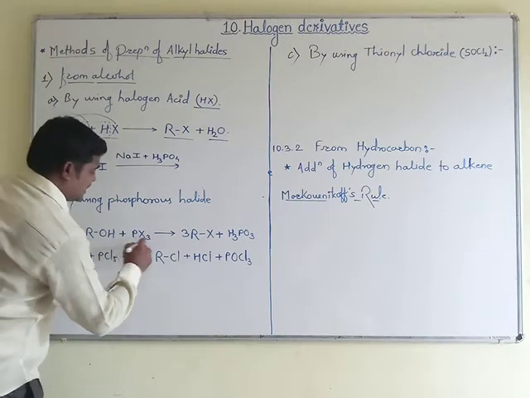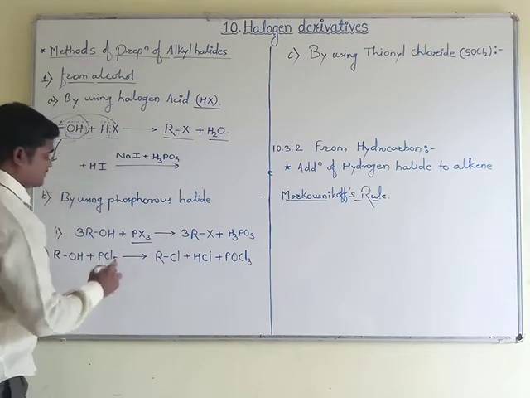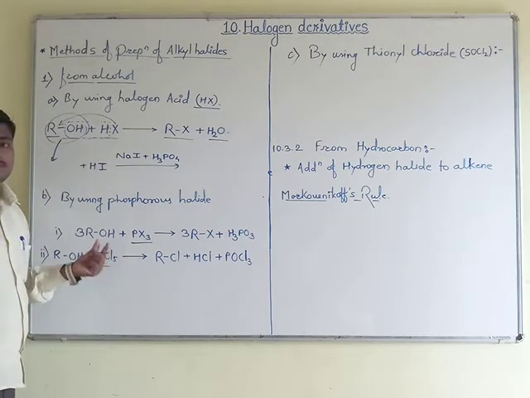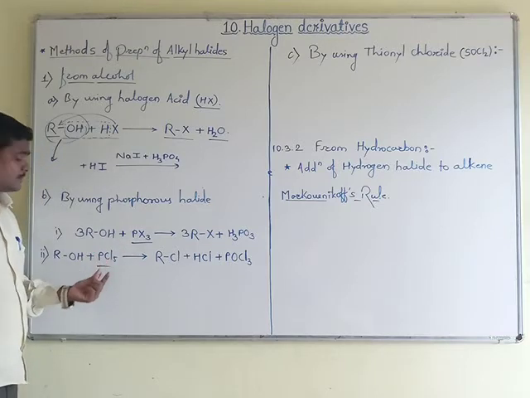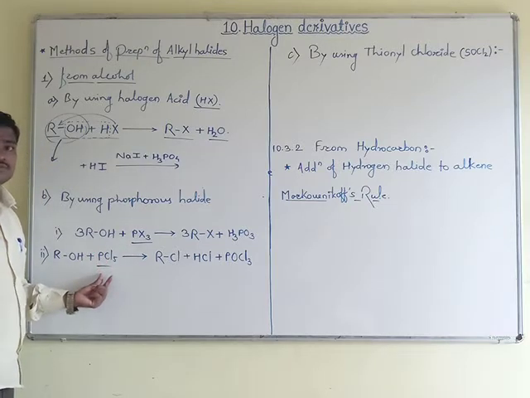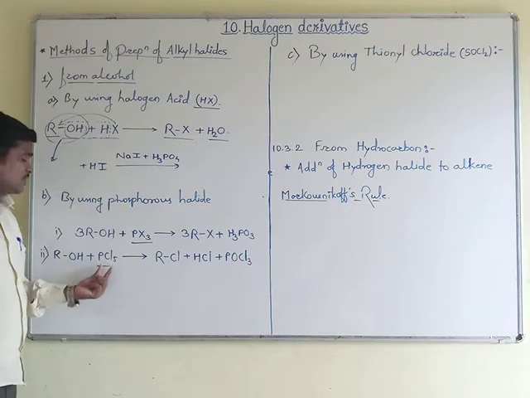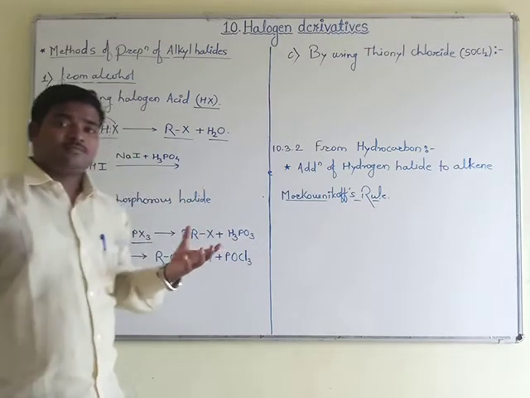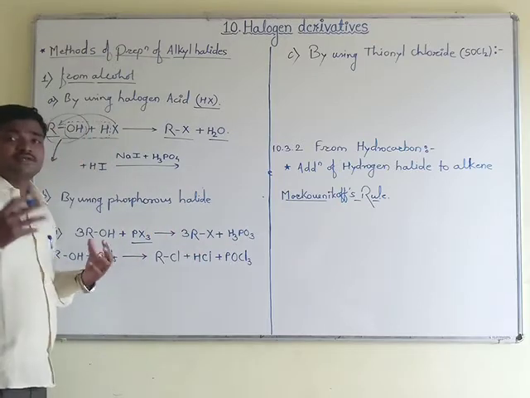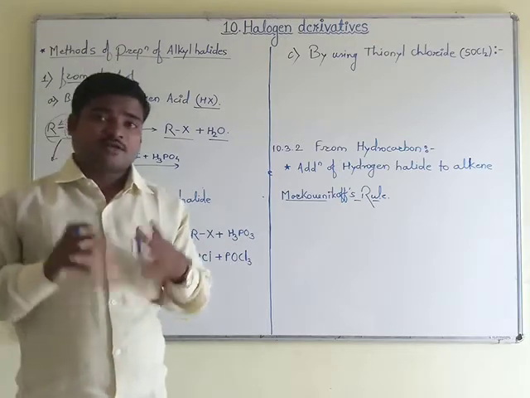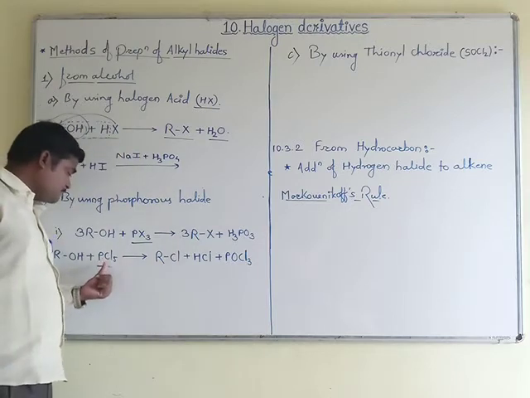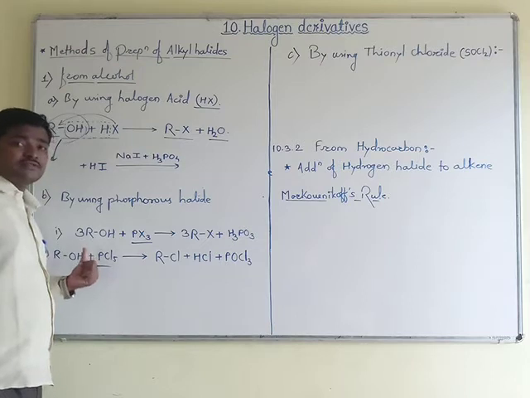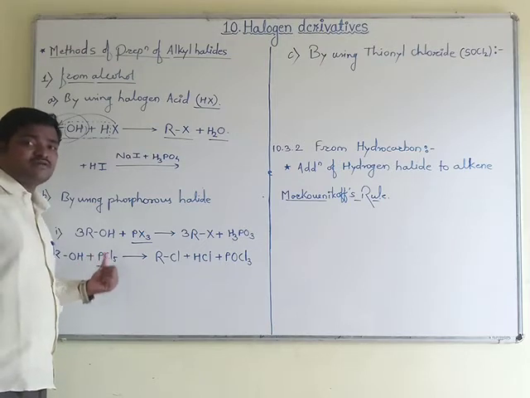Now phosphorus halides are of two types, PX3 and PX5. But why have we not written PX5 here? There is a reason behind that, because PBr5 and PI5 will not form due to their large atomic size. Therefore, we have written only phosphorus pentachloride, which will react with these alcohols. Therefore, we have taken PCl5 directly.